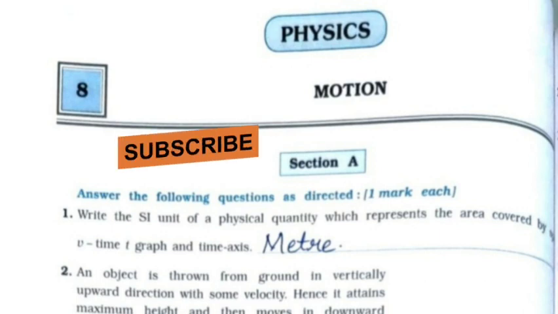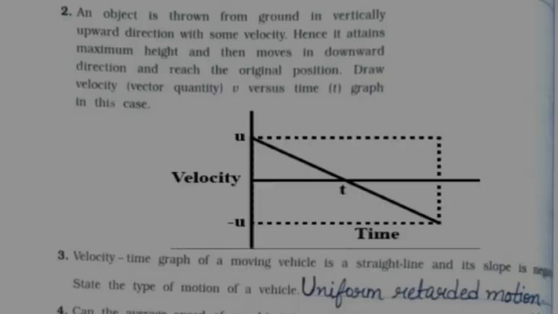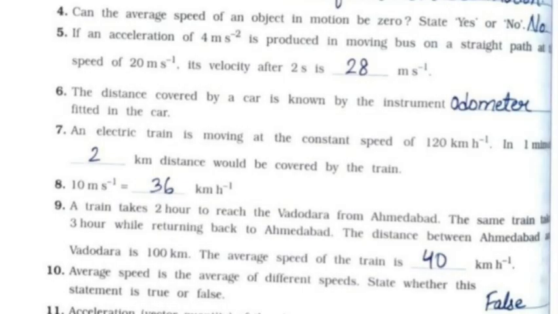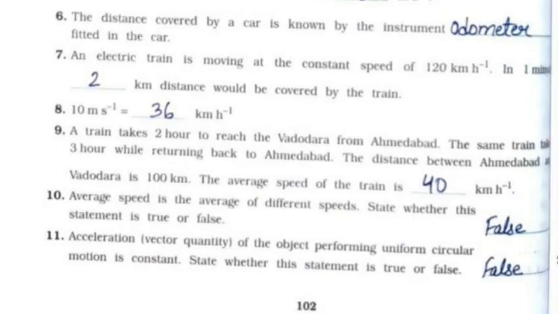So, firstly we'll see section A. First answer is meter. Second one is the graph, so you can see the graph. Third one is uniform retarded motion. Fourth answer is no. Fifth one is 28. Sixth one is odometer. Seventh one is 2. Eighth answer is 36. Ninth one is 40.